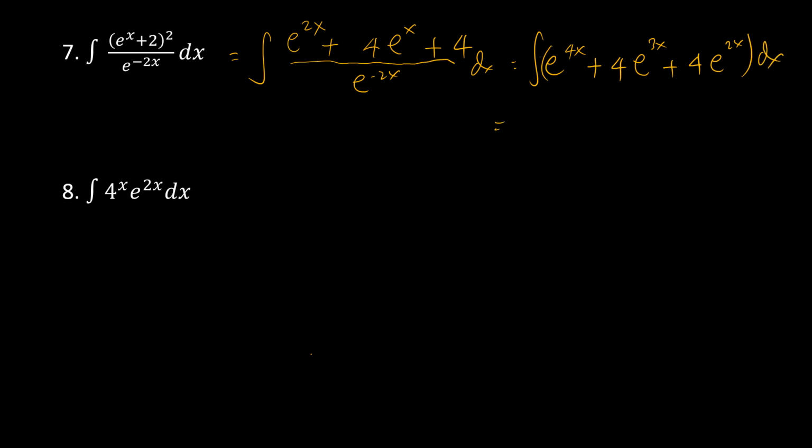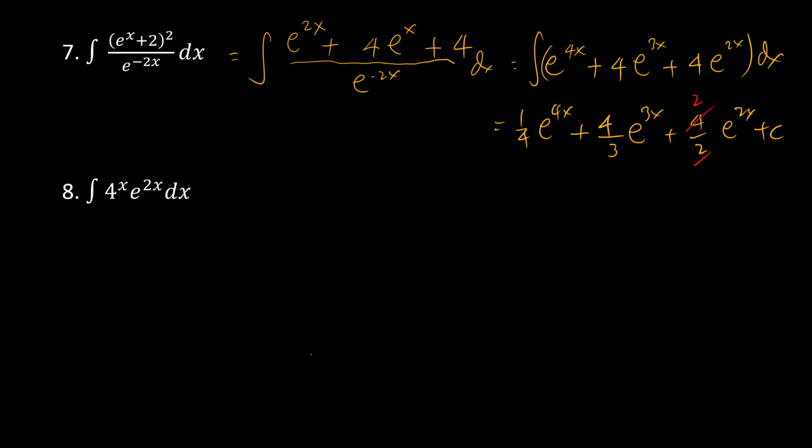So we evaluate e to the 4x. Your u is 4x, differential is 4 dx. So what we'll figure out in the answer is 1/4 e to the 4x plus 4 e to the 3x is 1/3 e to the 3x. And 4e to the 2x will be 4 over 2e to the 2x plus c. Of course, we can cancel this, and that is equal to 2.